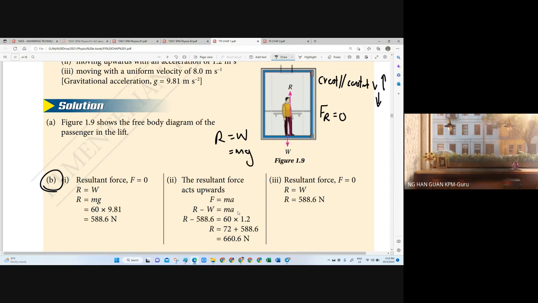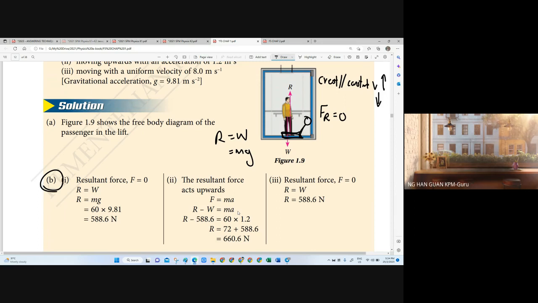So imagine that there is a weighing machine here. When you stand on the weighing machine while the lift is at rest or moving up and down with a constant V, the weighing machine gives the normal reaction, which is our R, right? So it will show you the actual weight. But this reading will change when the lift is no longer at rest or moving with a constant V.